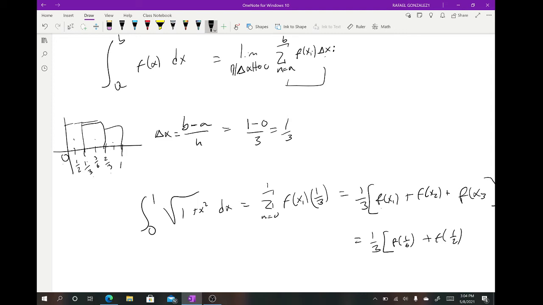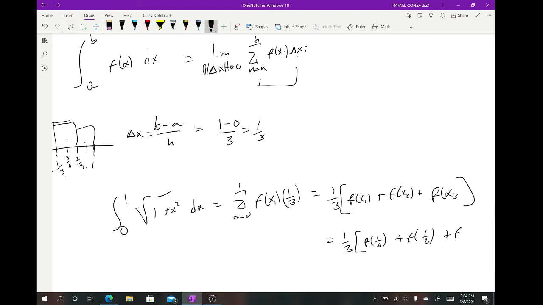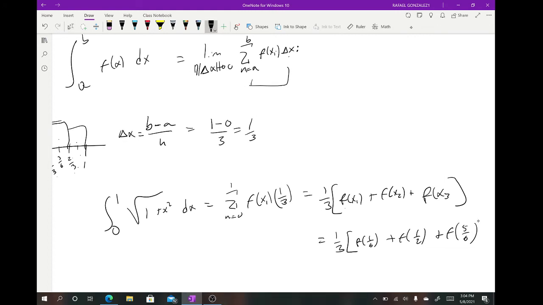Yeah. This is going to be 4/6 and then 5/6. So f of 5/6. And that's the solution. This is my 3-term Riemann sum.